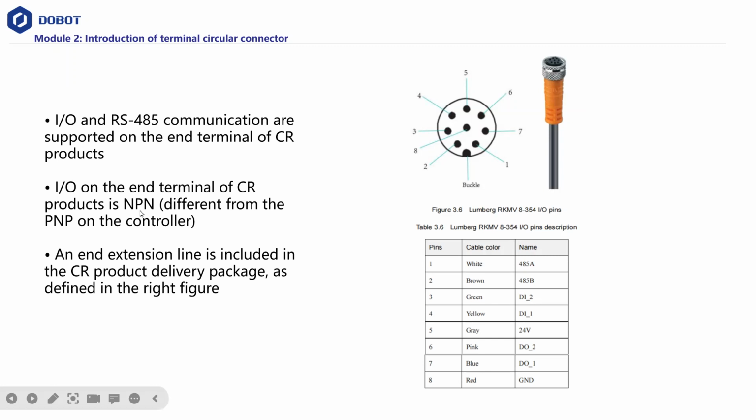We have A and B, which are white and brown, for 485 AB, and 2 digital inputs DI1, DI2, digital outputs DO1, DO2, and ground and 24 volt. So this is for ease of use. We have a port on the end effector, but you can always plug this into your computer, to the back of the controller.